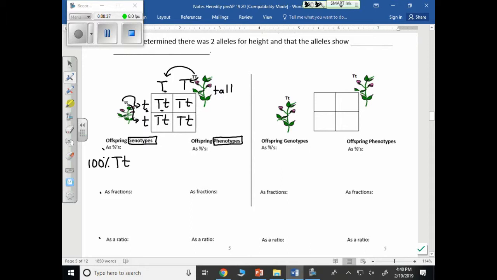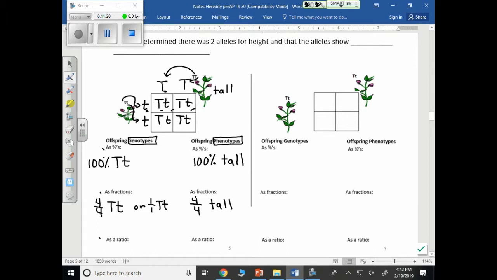Over here, it says phenotype. Well, we have a tall and a tall and a tall and a tall. So we're going to write 100% tall, as tall is the phenotype. If it's asked as fractions, on this one, we'd write 4/4 big T, little t, because it's the genotypes. We would write 4/4 tall. Now, we also could write 1/1 big T, little t, or 1/1 tall. You can reduce. Now, we're going to talk about ratios here in a little bit, but first we're going to come over to this other problem.